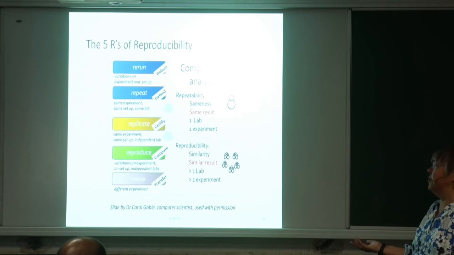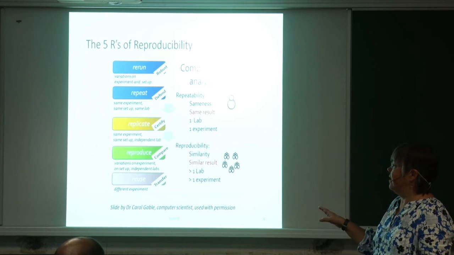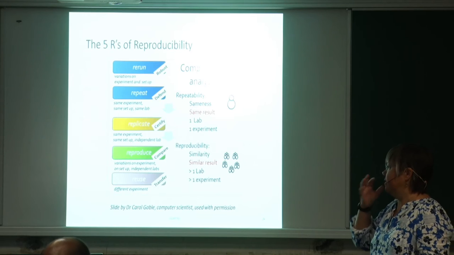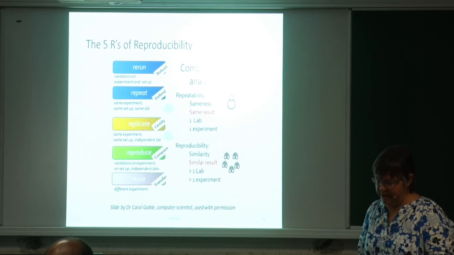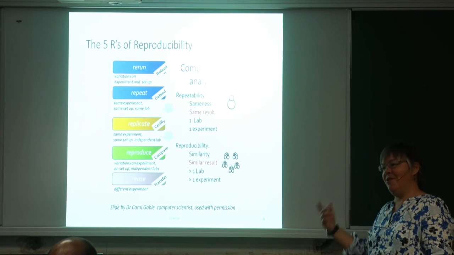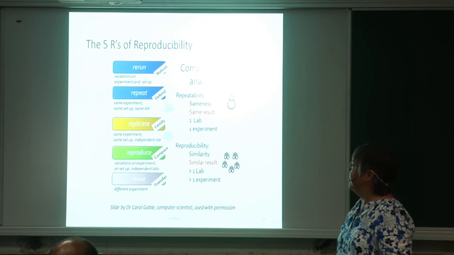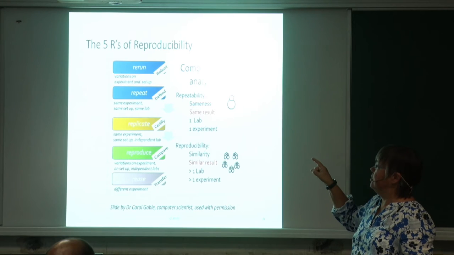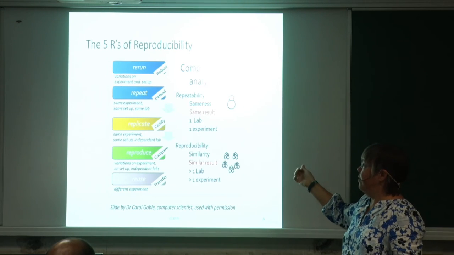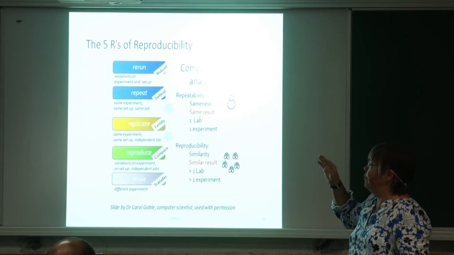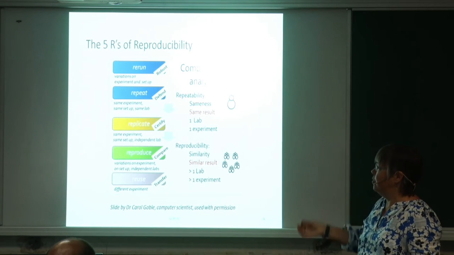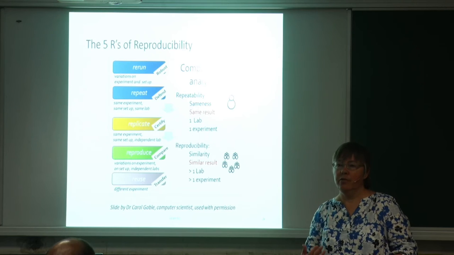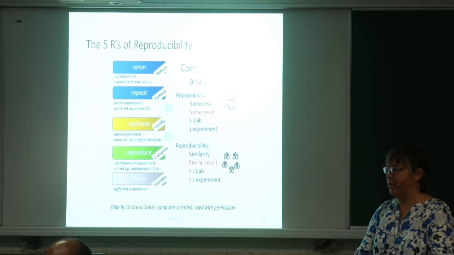So what about reproducibility? I really like this slide from a UK informatician, Carol Goble, who kindly let me use this slide over and over again. So she calls it the 5 R's. So if you rerun an experiment, say, then you can get robust results. If you repeat the same experiment, the same setup and the same lab, then you can defend your results. You know, this wasn't just a one-off. Every time we do this, we get these results.